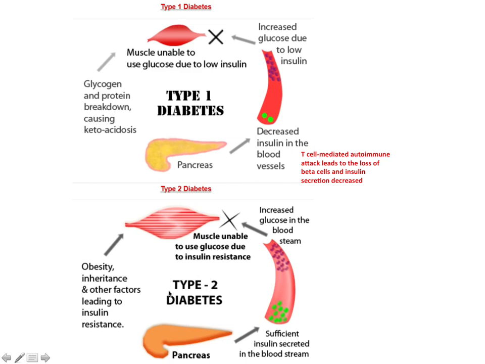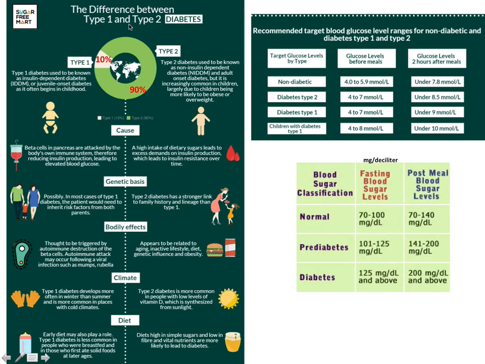On the other hand, in type 2 diabetes, the pancreas secretes a sufficient amount of insulin, but muscle cells are unable to use the glucose due to insulin resistance. Why do muscle cells develop insulin resistance? Because of obesity or inheritance. So here you can see the difference between the two diabetes. In this picture, you can clearly see the difference between type 1 and type 2.